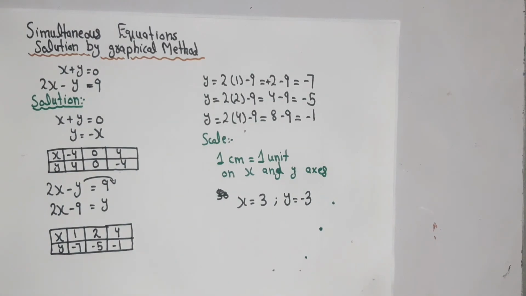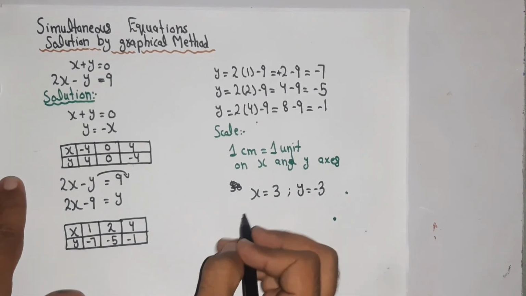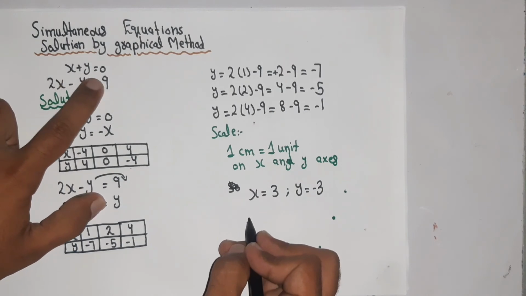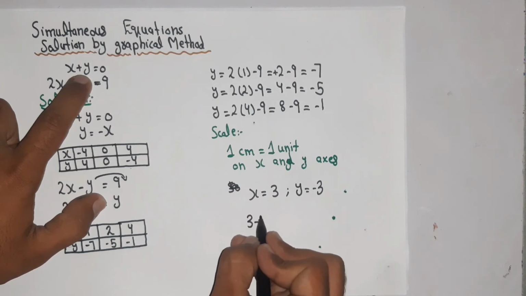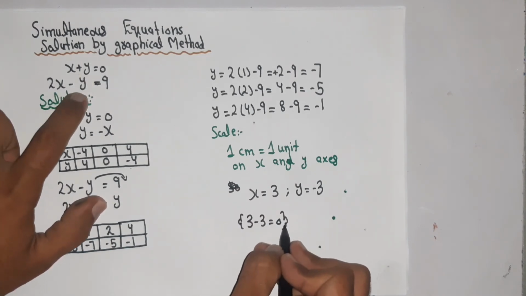So now we have to verify the solution. You can do this work in rough. So first of all, the first equation is x plus y equals 0. The value of x is 3. The value of y is minus 3. So 3 minus 3 equals 0. So it is verified that this solution satisfies the first equation.